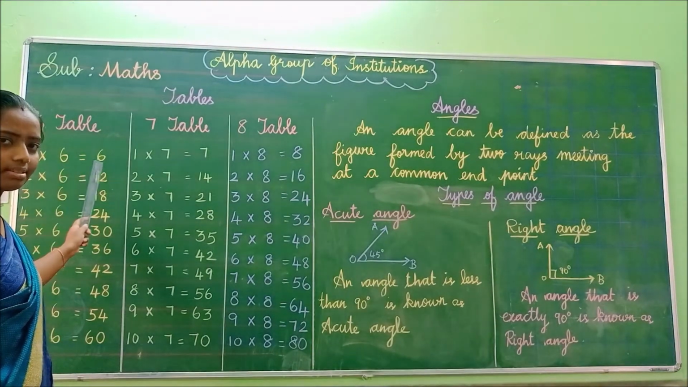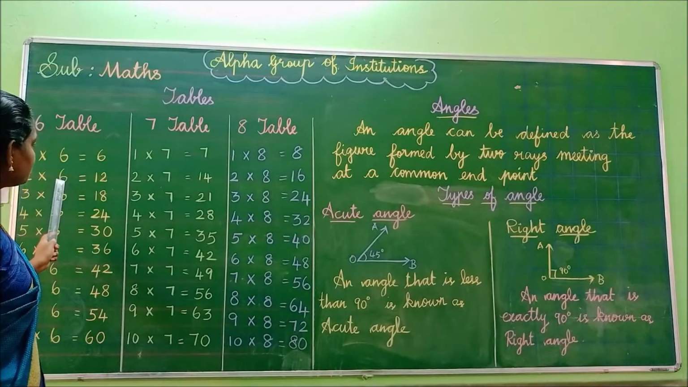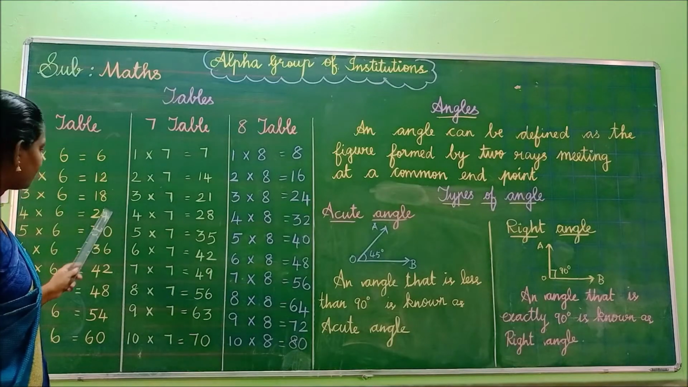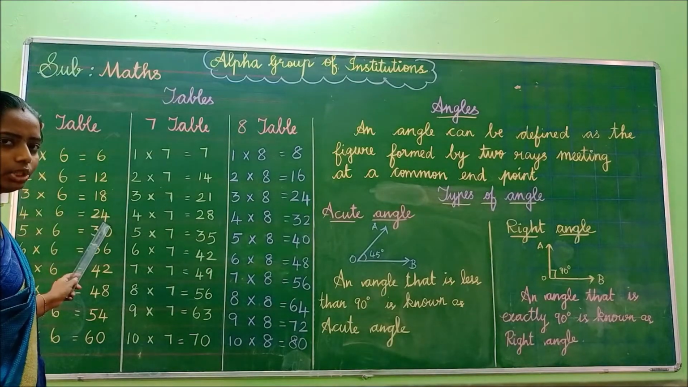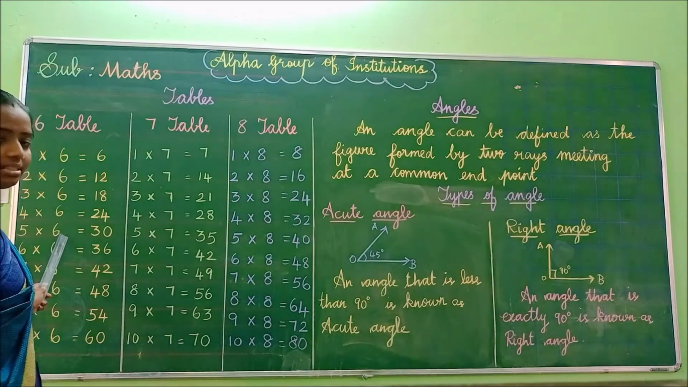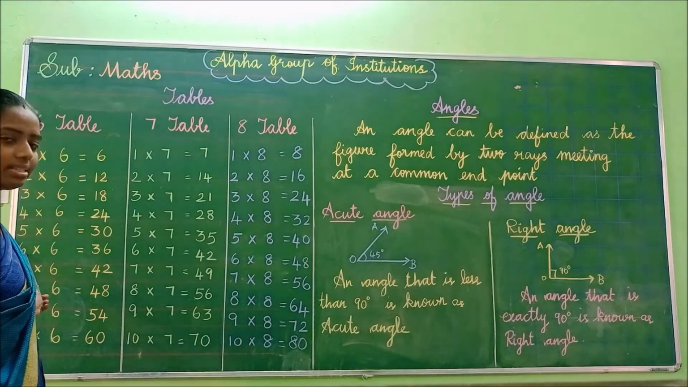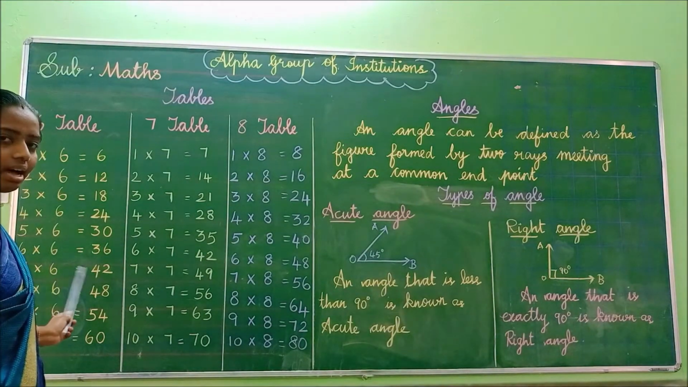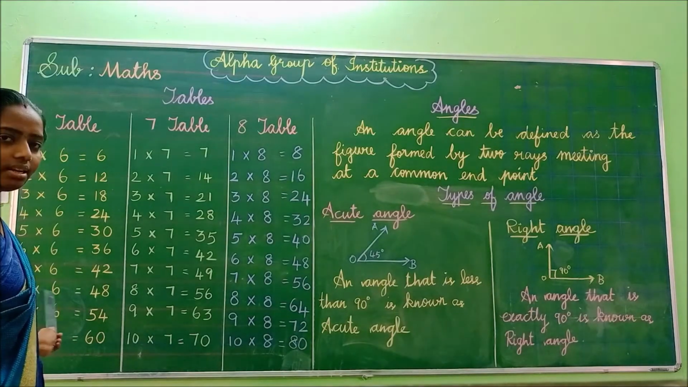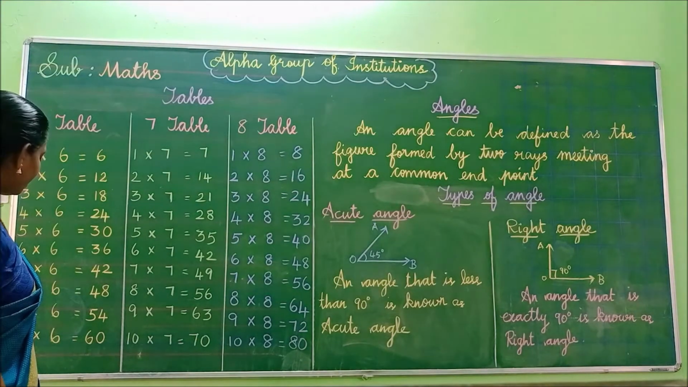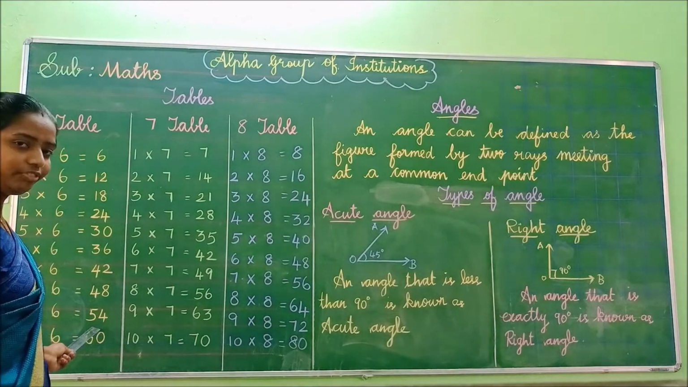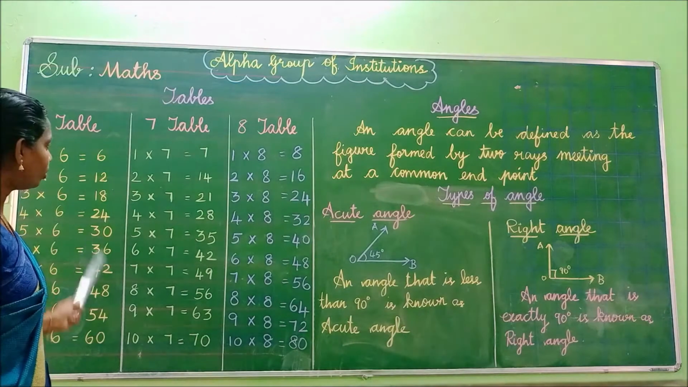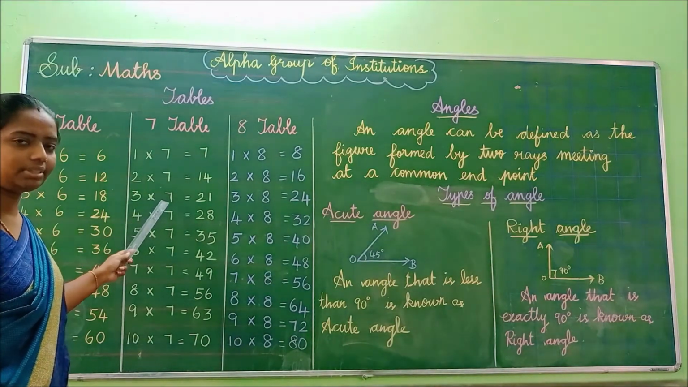1 6 is 6. 2 6 are 12. 3 6 are 18. 4 6 are 24. 5 6 are 30. 6 6 are 36. 7 6 are 42. 8 6 are 48. 9 6 are 54. 10 6 are 60. Okay, are you all clear about the 6 table, children? Shall we move to the 7 table?